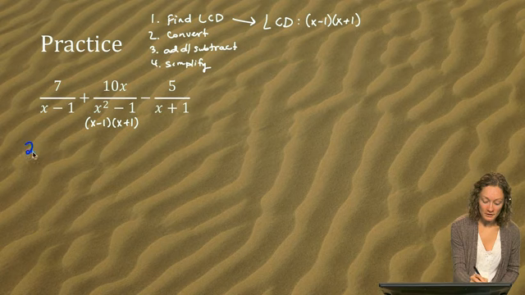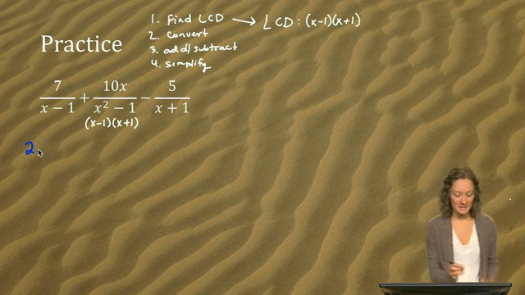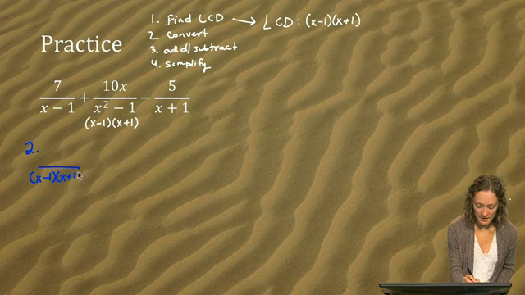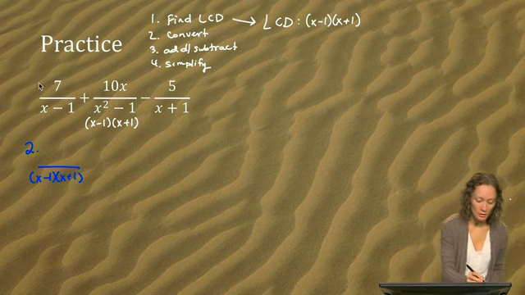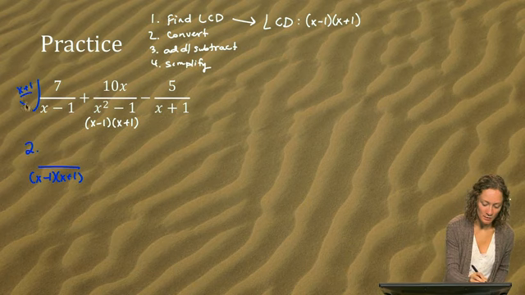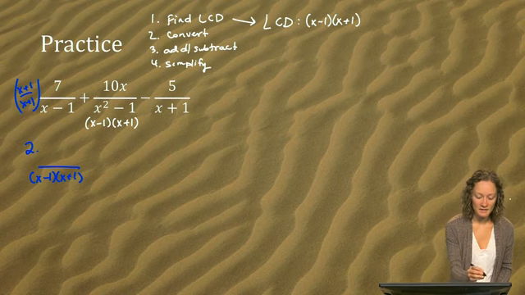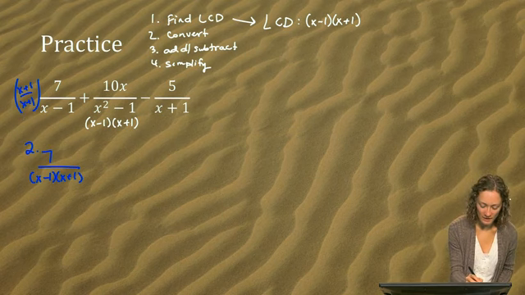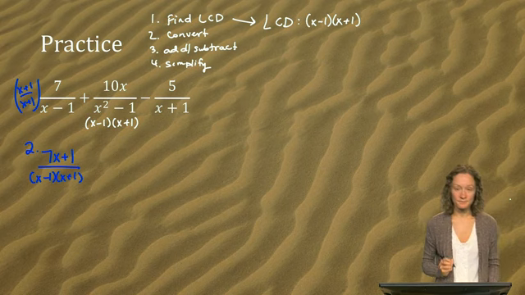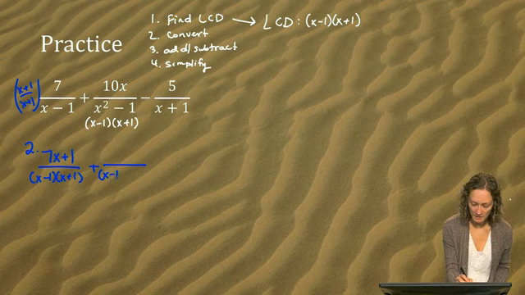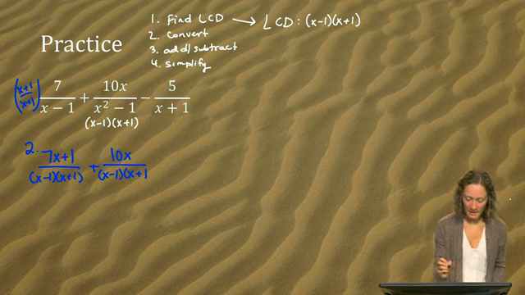So the first fraction, what is it missing to have both pieces of the LCD in the denominator? It has x minus 1, so we multiply in x plus 1 on top and bottom, which causes the numerator to become 7 times the quantity x plus 1, so 7x plus 1. The second piece currently has x minus 1, x plus 1, and we want x minus 1 and x plus 1. So there's no change to be made there, so we just bring down that 10x.